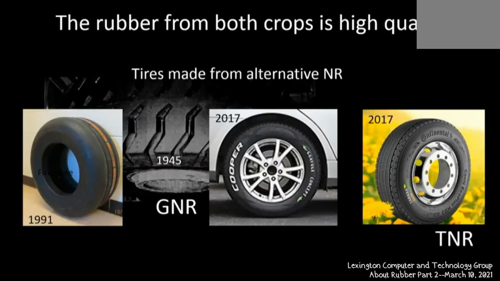Now, the rubber from both of these crops is of high quality, and this is really important. There's 2,500 plants that can make rubber, but a lot of them don't make the sort of rubber that we need, and a lot of them you can't farm. So anyway, here are some tires made back in World War II from wayuli, and the most recent ones, we have Continental making dandelion tires in Germany. They're all prototypes, of course. And then in the US, both Cooper, shown here, and Bridgestone have made wayuli tires.